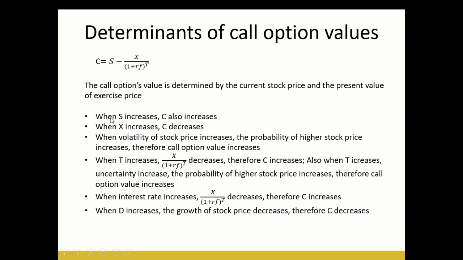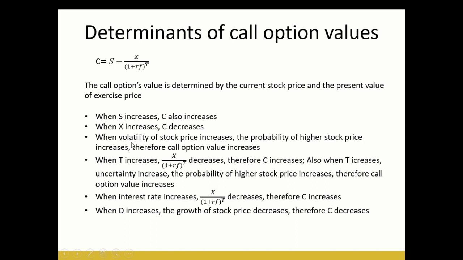Let's look at the first one. When the stock price increases, C also increases. That's very easy to understand. When S increases, C increases. Okay, let's look at the second one. When the exercise price increases, C decreases. This is like S minus a larger number, so the value will decrease. This is also very easy to understand.